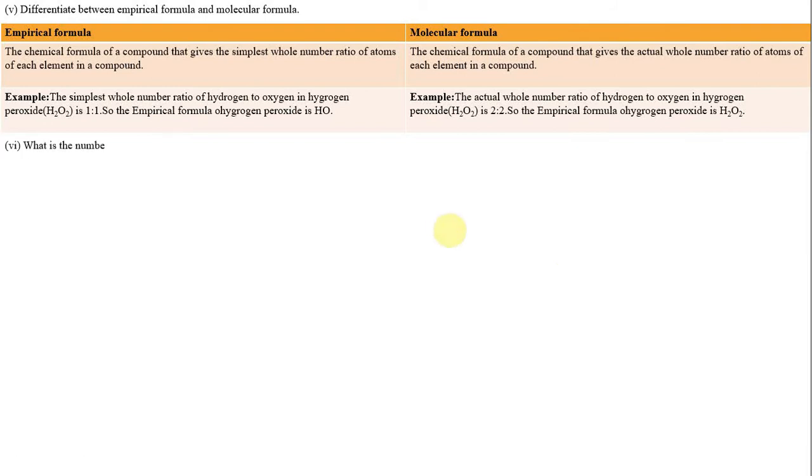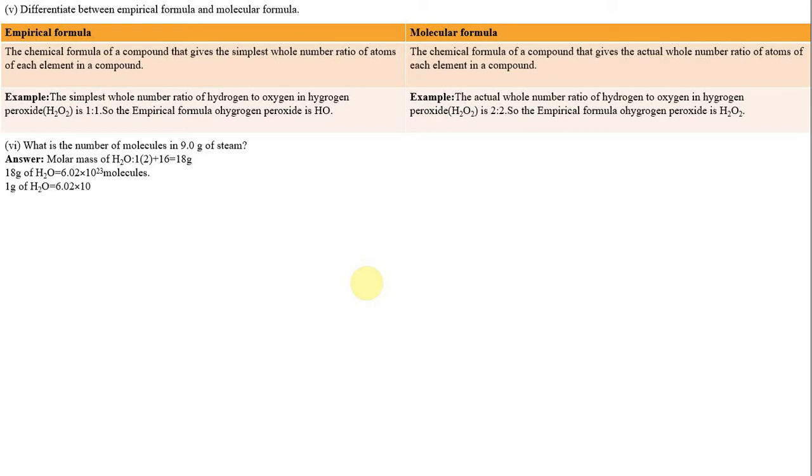Now 6. What is the number of molecules in 9 gram of steam? Molar mass of H2O, 1 into 2 plus 16, that is 18 gram. Here 16 is the atomic mass of oxygen and 1 is the atomic mass of hydrogen. 18 gram of H2O contains 6.02 into 10 raised to the power 23 molecules.